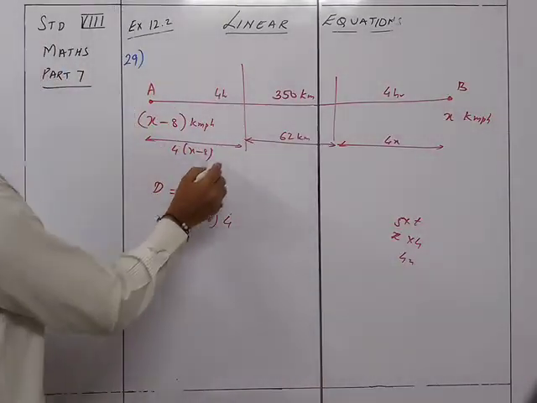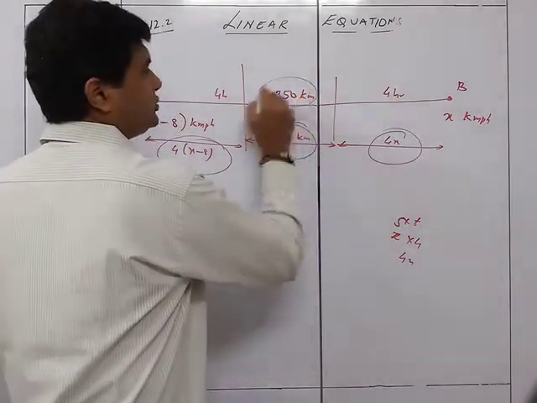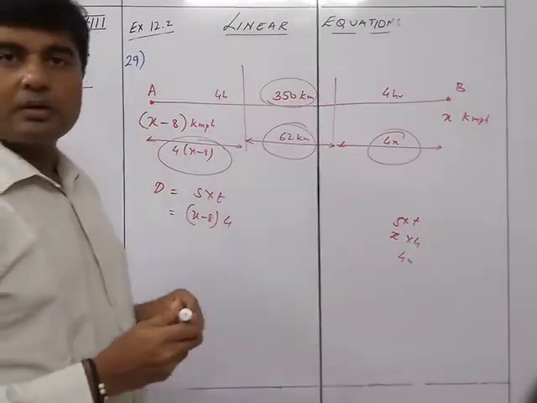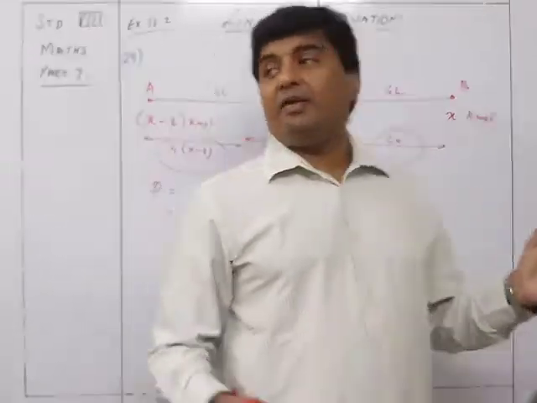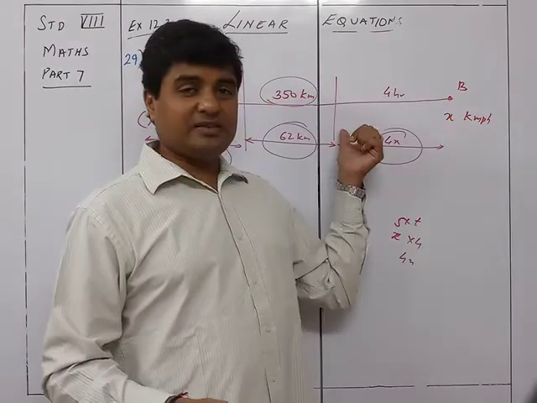So now what happens? This plus this plus this is equal to this. Distance traveled by this car in 4 hours is this much. Distance traveled by this car in 4 hours is this much.